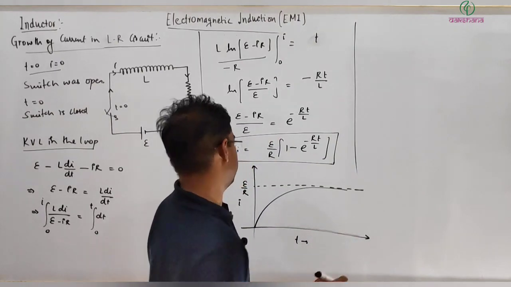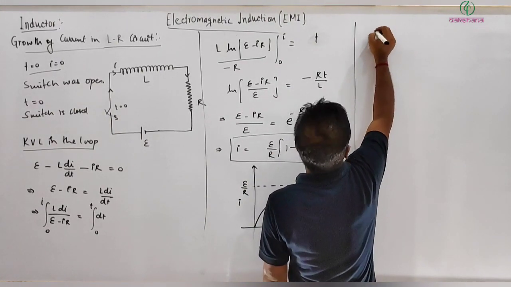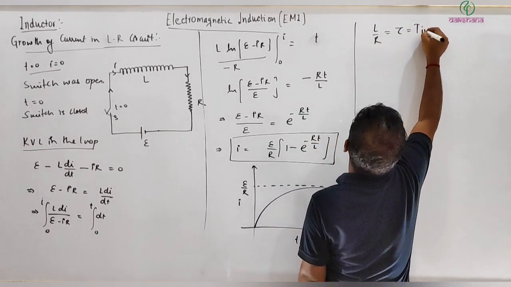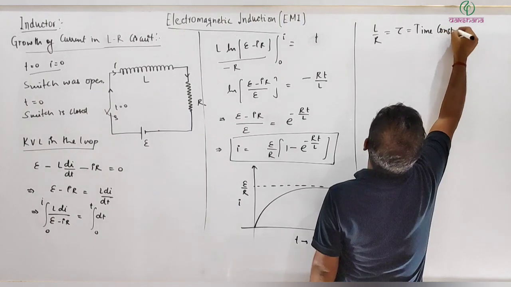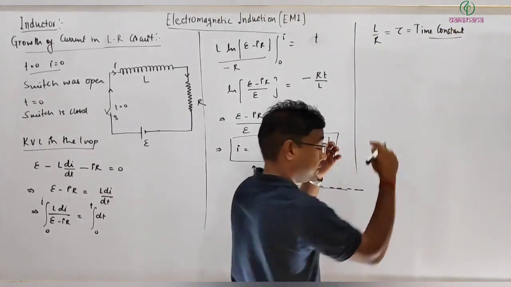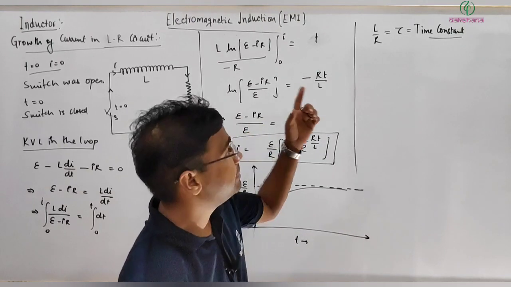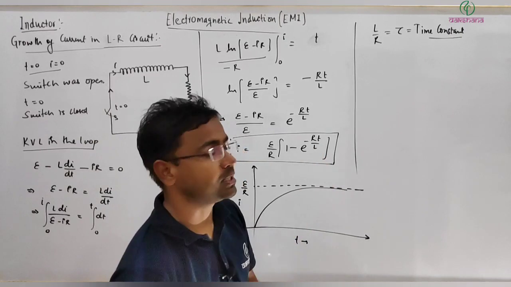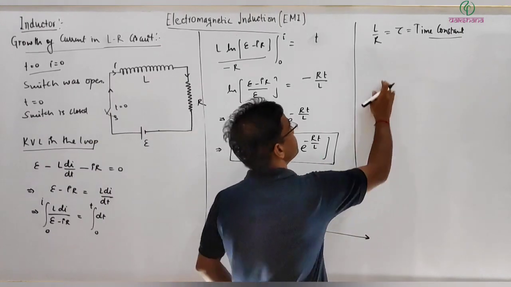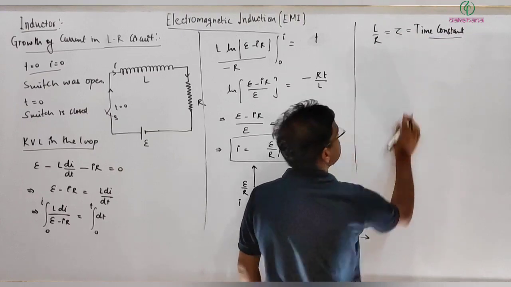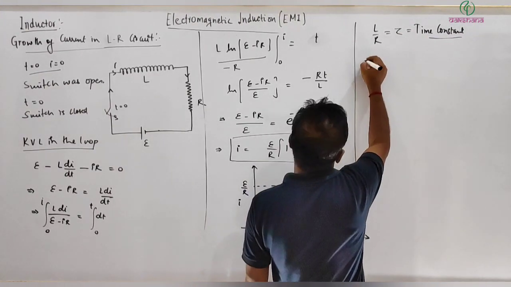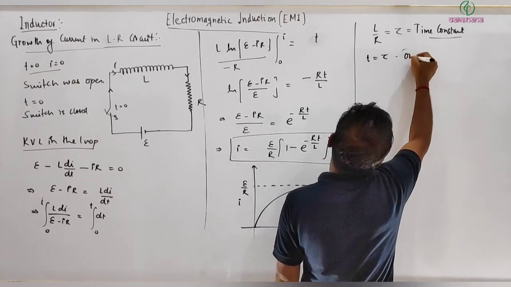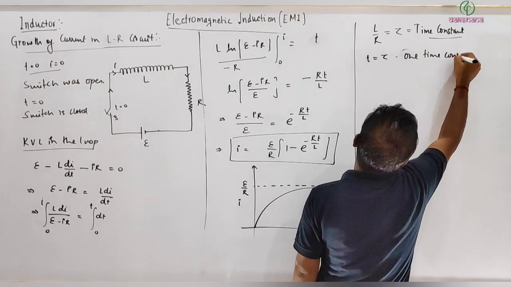Now I can tell something more. First thing is this L by R, we define it as tau. This is also called the time constant. Is it? This is the time constant. Dimensionally, you can also check, L by R comes out to have the dimension of time, and we write it as tau, and that is termed the time constant of the circuit. One time constant, t equal to tau, this is called one time constant.